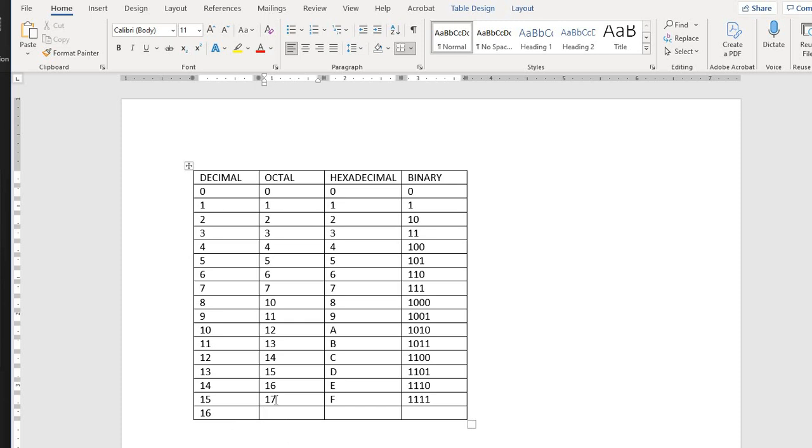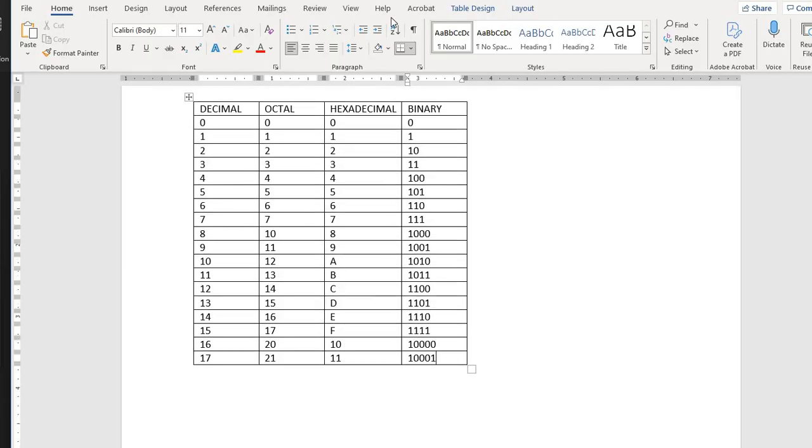What will be the next value? Here 1 is there, 2 is there, but after 7, what will come? It is 0, right? So we need to write here 20. Here we have to write 10 because all the symbols of hexadecimal number are over till F. Okay, so next is 10. So here how much? 10000. So next 17, 21, 11, 10001. So in this way you can create the table.